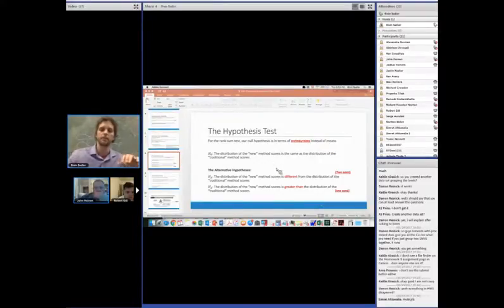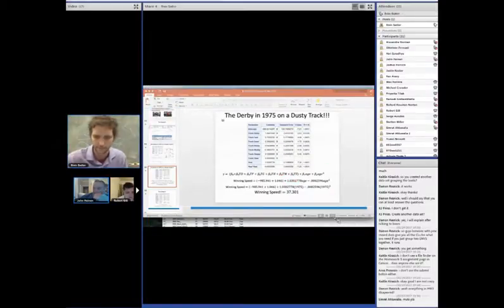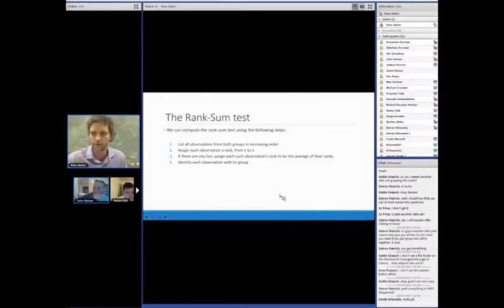If you write a test of the median of group 1 versus the median of group 2, that'll be fine, and I'll show you examples of that. But here, the null is that the distribution of the new method scores is the same as the distribution of the traditional scores, versus the distribution of the new scores is different than, or greater than, or less than the traditional scores. So that is the main difference right now between the t-test and this rank sum test.